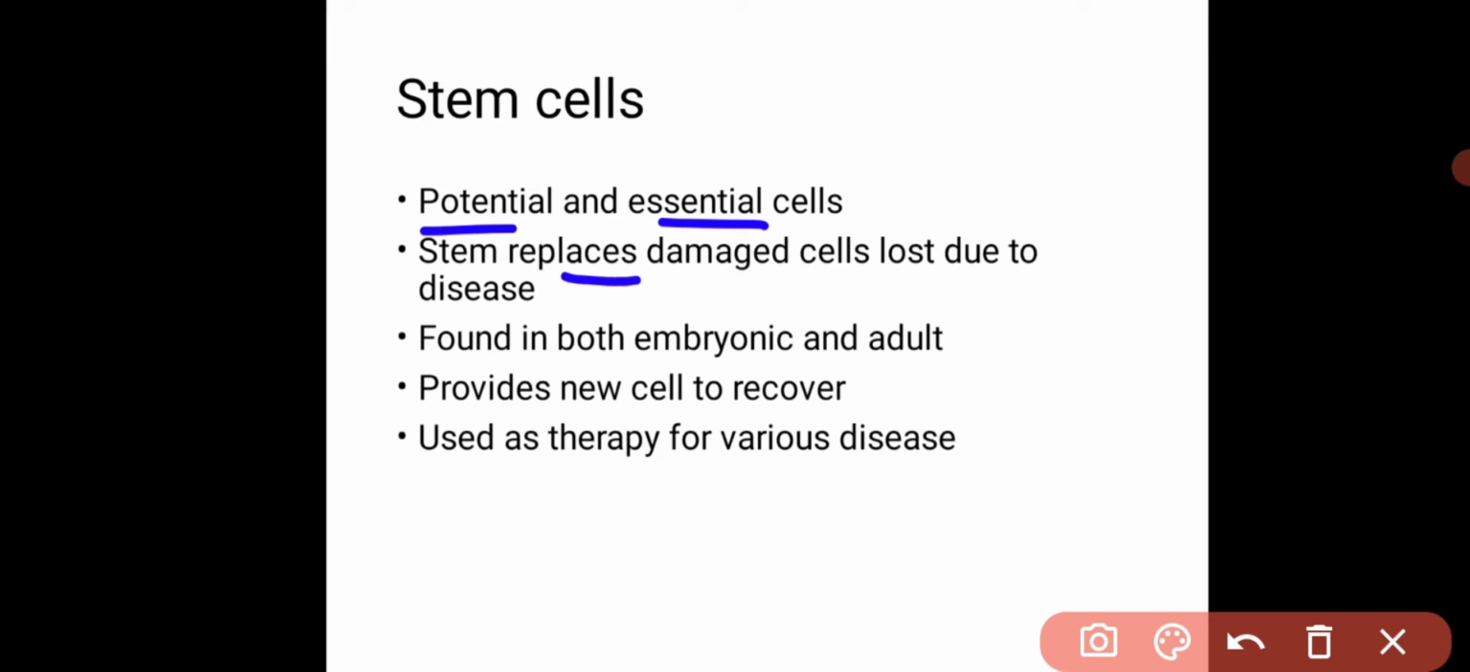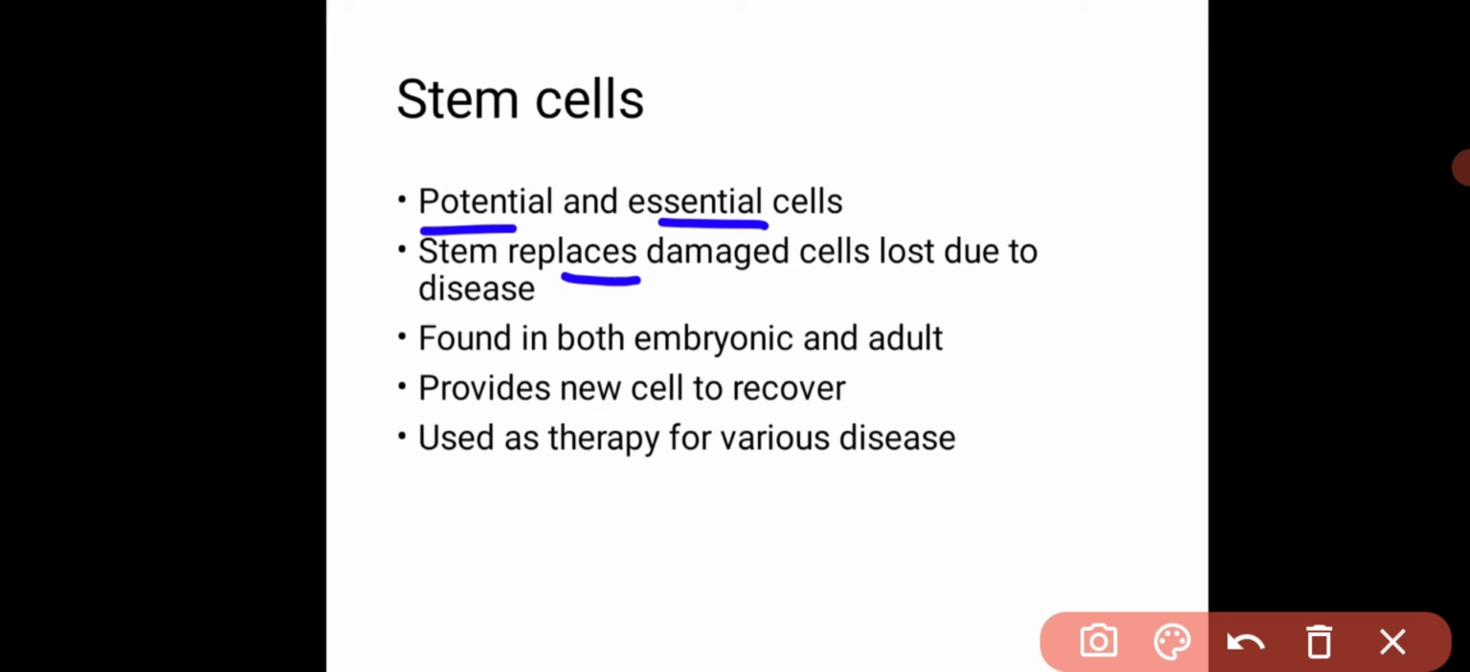They are essential because, in order to maintain certain body functions, some cells are very much essential. If particular cells are lost, the whole function in our body will be imbalanced, right? So in order to maintain that balance and keep the body in a healthy living state, stem cells help in replacing the cells.